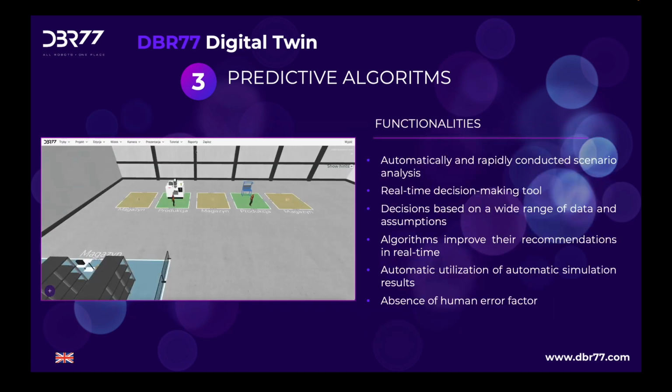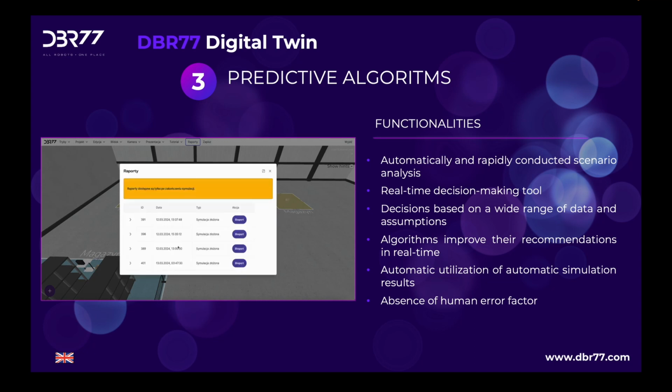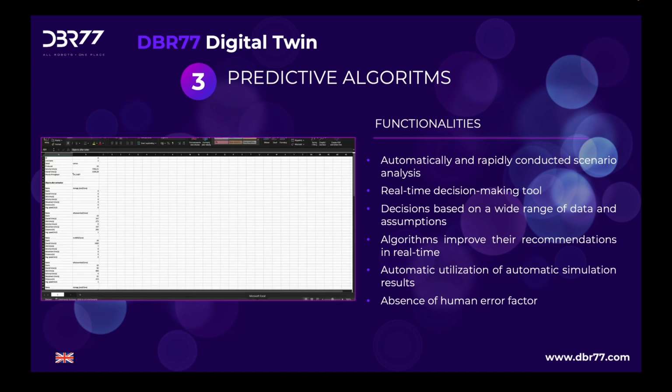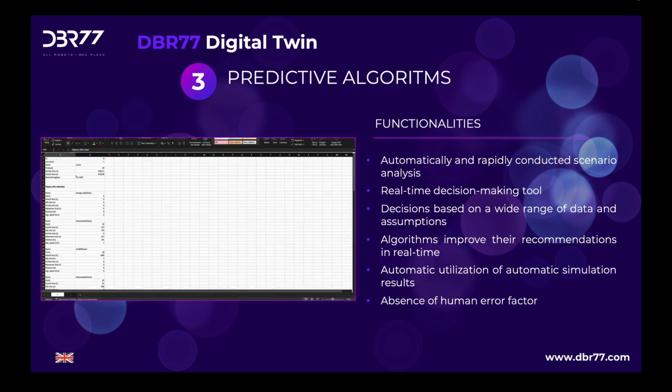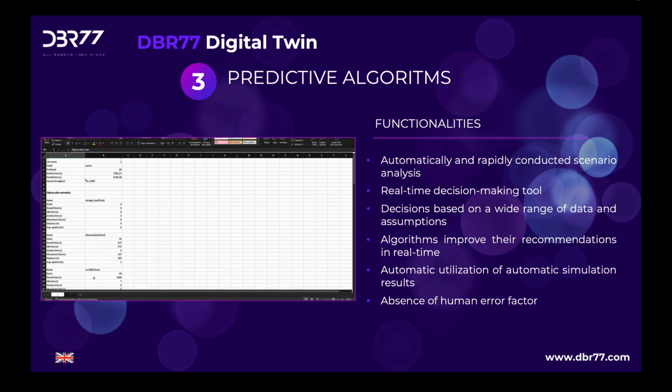In the function of creating predictive algorithms, the DBR77 digital twin becomes an invaluable tool that enables automatic and rapid scenario analysis, which is crucial for the real-time decision-making process. By utilizing algorithms based on a wide spectrum of data and assumptions, the system allows for generating advanced predictions and recommendations, which are refined and adjusted over time as conditions change. Simulation results can be automatically used for further work, increasing the speed and efficiency of processes. Moreover, the use of such algorithms minimizes the risk of human errors, ensuring more objective and reliable decision-making.